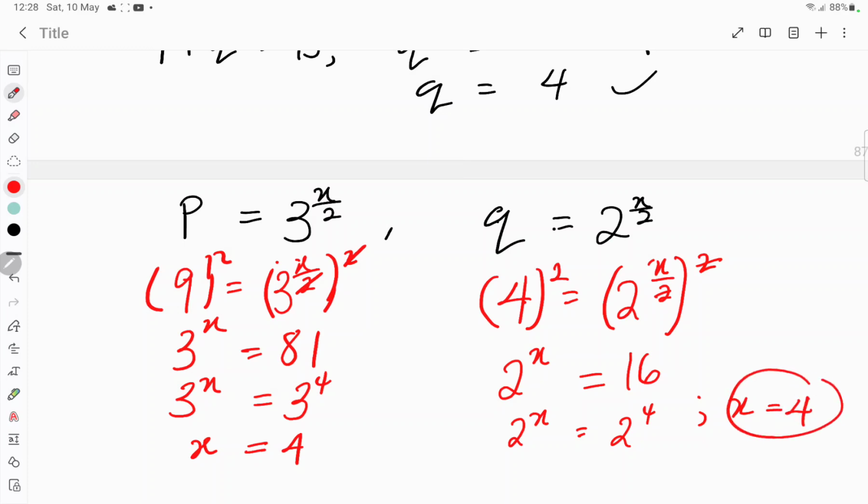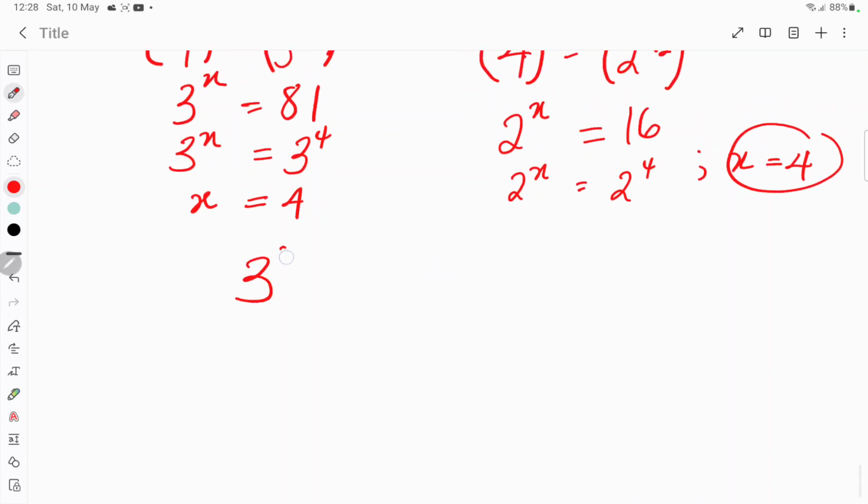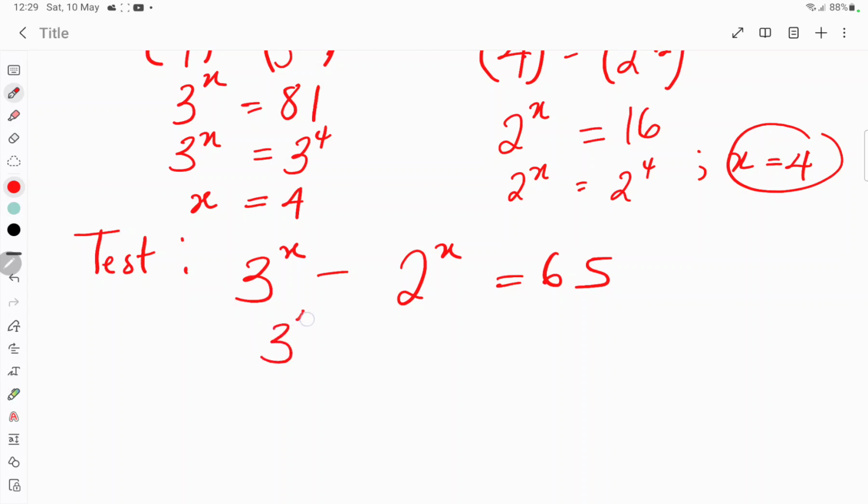That means our statements are right, because x has to be the same in all the equations. Remember, the equation is 3 power x minus 2 power x is equal to 65. Let's test our solution to know whether it's right. We got x to be 4, so we replace x with 4 in all the terms in the equation. Here we have 3 to the power of 4 minus 2 to the power of 4. Is it actually 65?